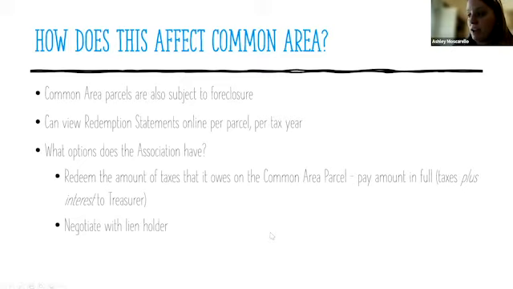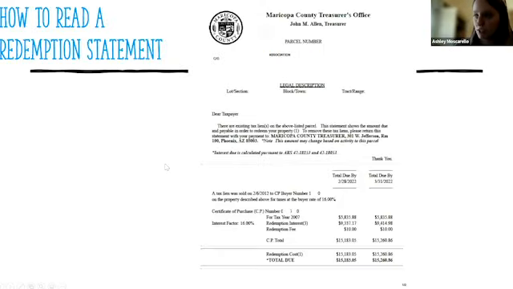Otherwise, if you don't want to pay it or you can't pay it, the association maybe doesn't have the money to pay it, maybe you can negotiate with the lien holder. And I'll get more into that on how that works. But this, and again, hopefully you can see this on your computer, but if not, we'll circulate this PowerPoint. But this is what's called a redemption statement. Again, this is from the Maricopa County Treasurer's Office, which is kind of what I focused on for today.